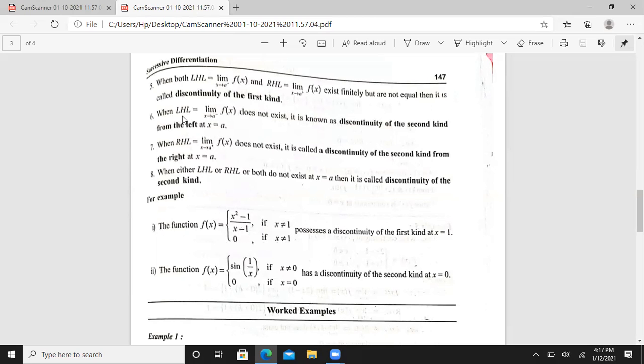You remember this one? LHL means the limit of x tends to a minus f of x does not exist. That is a discontinuity of the second kind of the function from the left at x equal to a. Next, RHL means the limit of x tends to a plus f of x does not exist, and it is called a discontinuity of the second kind from the right limit at x equal to a. When either LHL or RHL or both do not exist at x equal to a, then it is called a discontinuity of the function of the second kind. Okay.